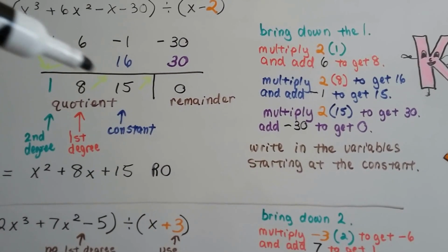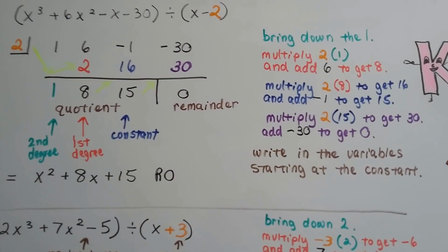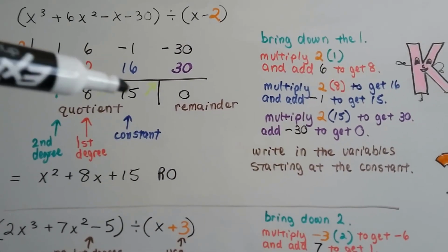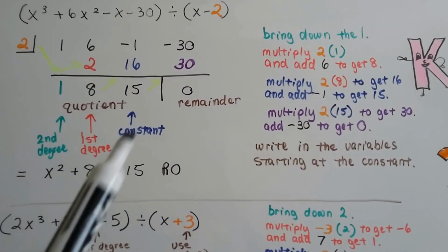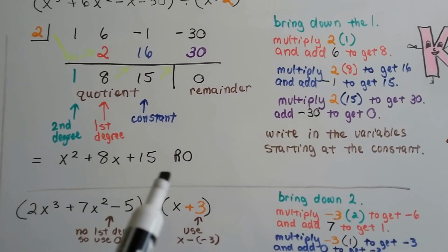Now we multiply 2 times the 15 and get 30. We add it to the negative 30 and get 0. So we end up with a 1, an 8, a 15, and a 0. Here's our constant. Here's our first degree. Here's our second degree. We've got a remainder of 0.